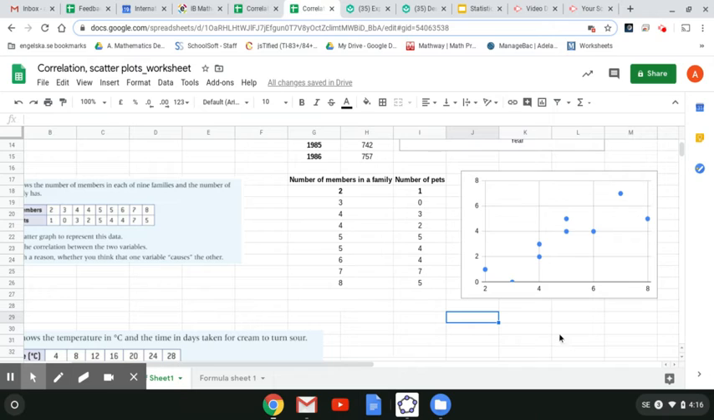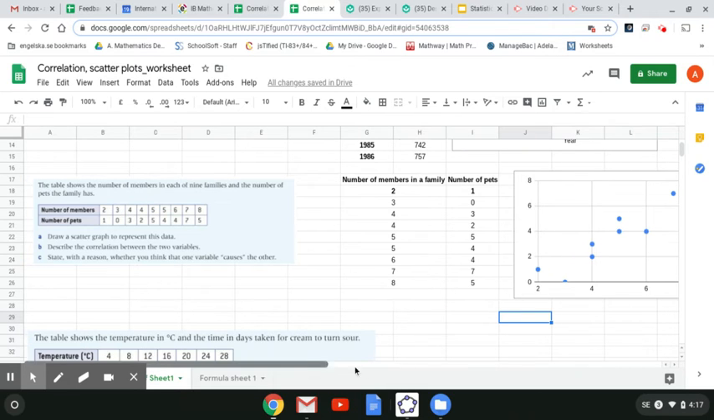And we could conclude that as the number of members in a family increases, so does the number of pets. But since it's not that linear, it's not very strong. There is no strong correlation.